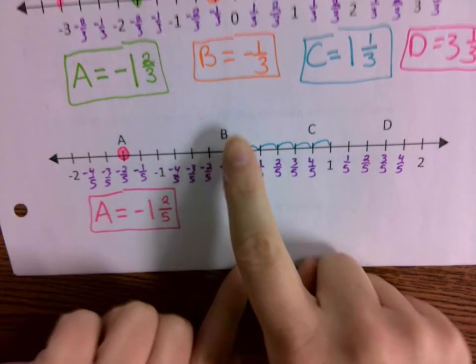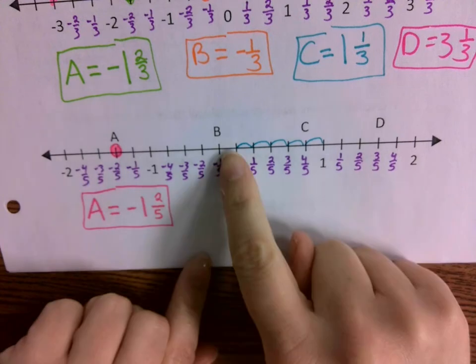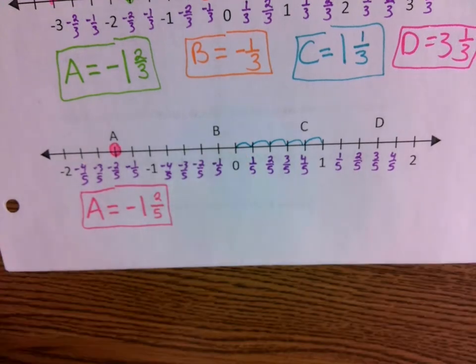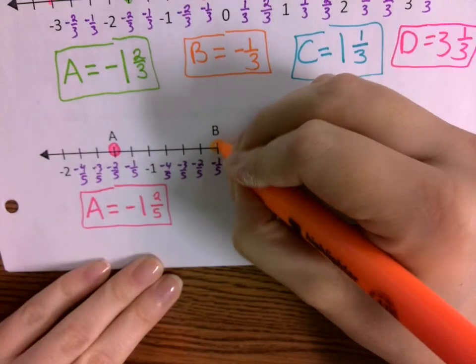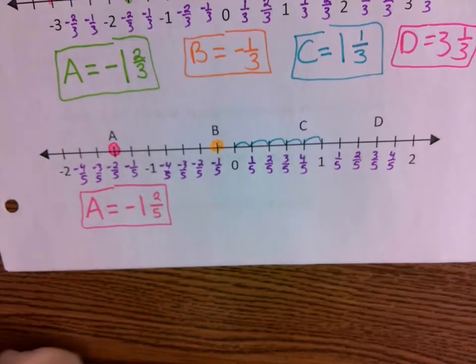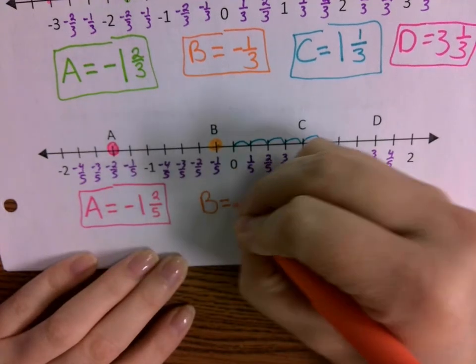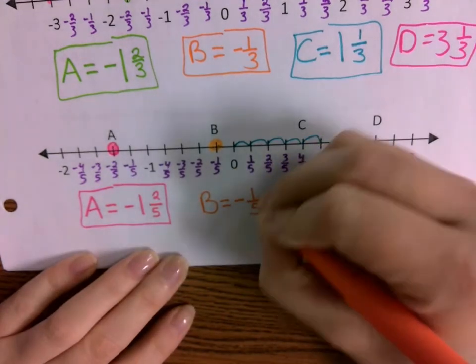So is there going to be a whole number? No, there's not going to be a whole number. So we're going to go ahead and just identify the point. What is point B at? -1/5. -1/5. There was no whole number that it passed.